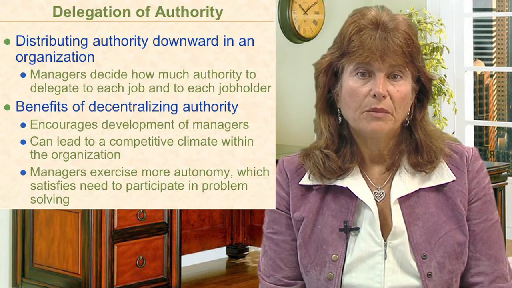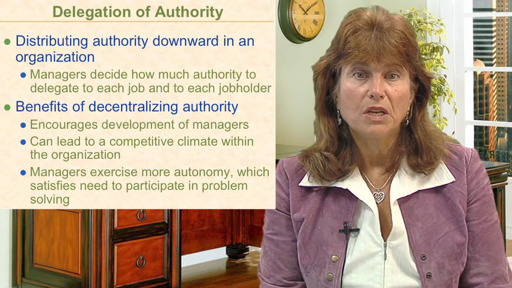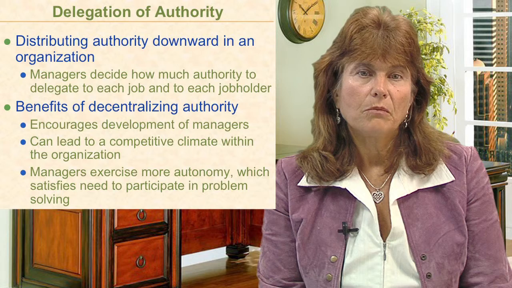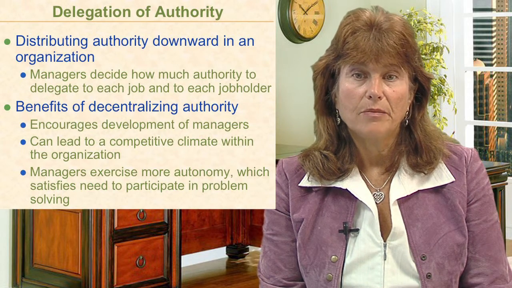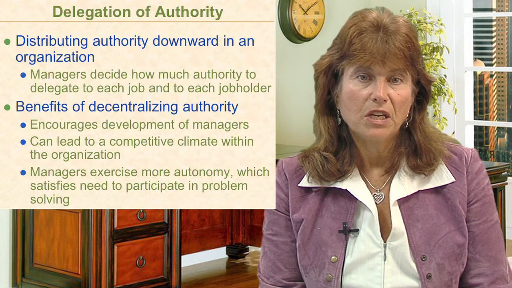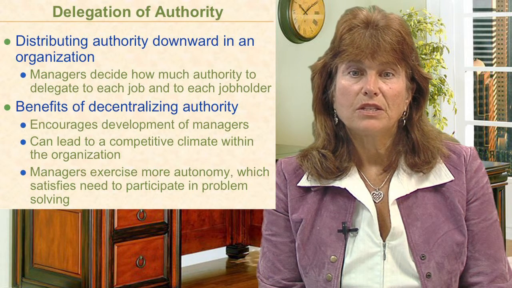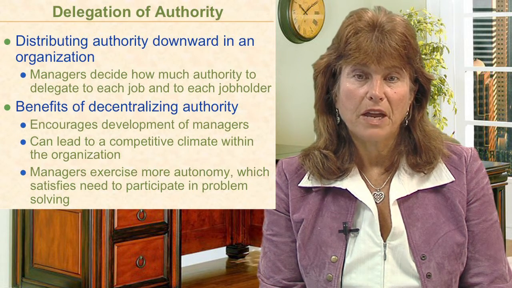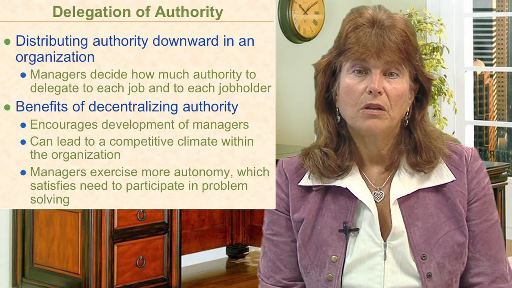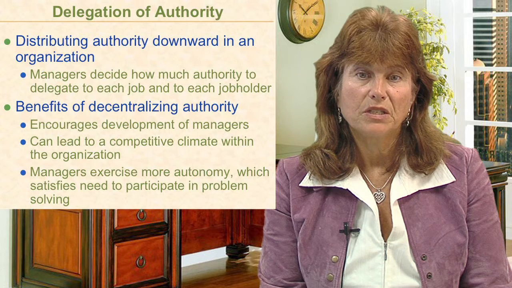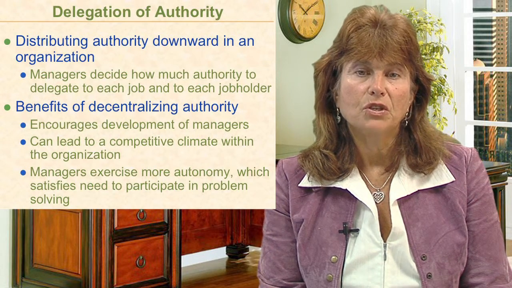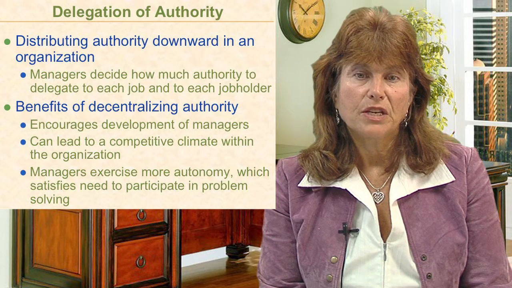We also have a delegation of authority when we look at how central or decentral the organization should be. In distributing authority downward, managers need to decide how much authority to delegate to each job and to each job holder. Remember, information and decision making is power and also can lead to job performance outcomes. Some of the benefits of decentralized authority could be if you're really trying to develop managers' skills and capability. It gives them a lot more empowerment to make decisions and help lead the organization. It can also lead to a competitive climate, which can actually improve productivity. Managers can exercise more autonomy, and that could help improve problem solving so it isn't so concentrated at the top of the organization.